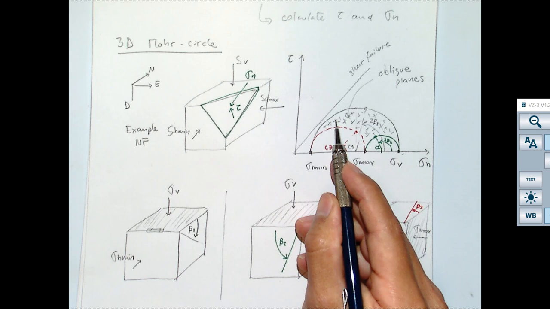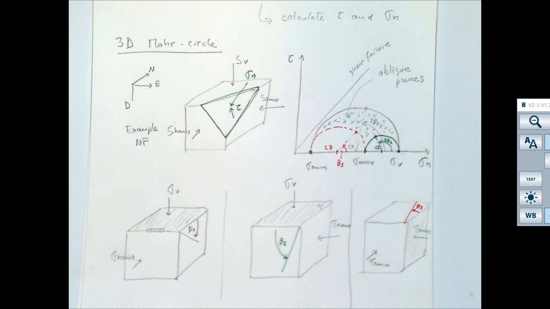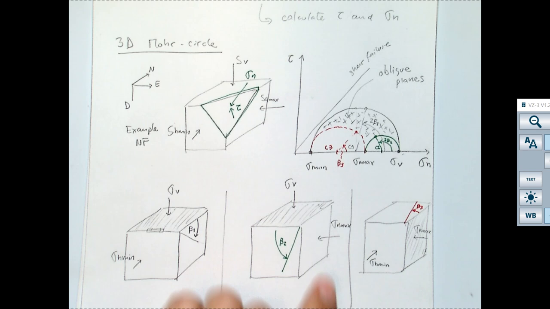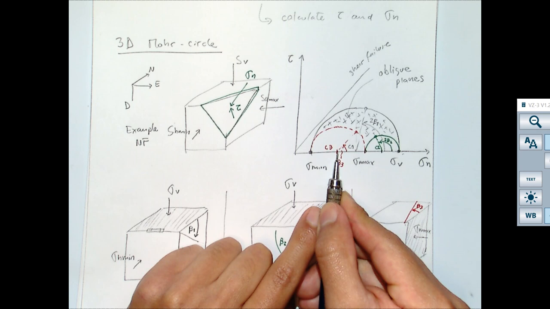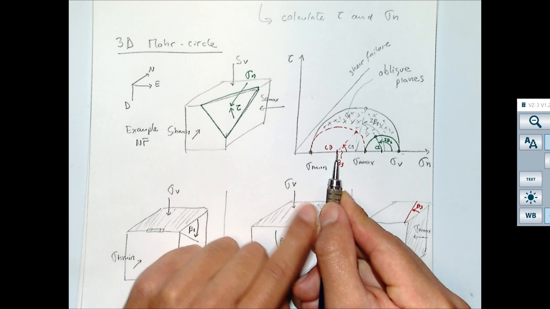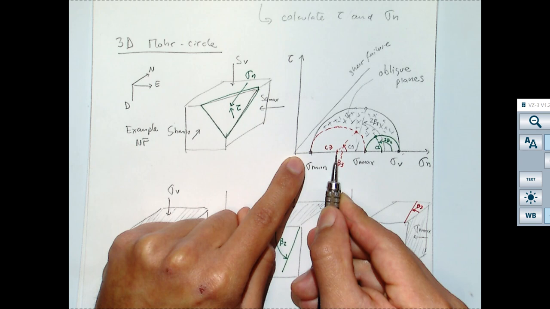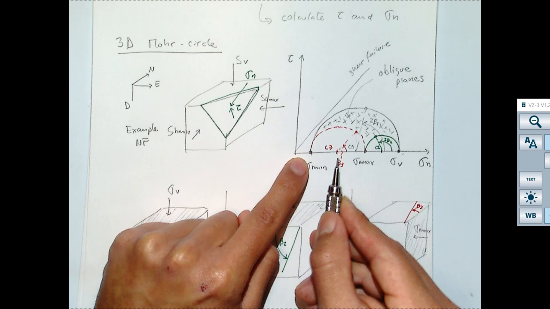Yes? Can you explain why you can't have points inside one of those small circles? Here? Yeah. You cannot have them here because, let's say for example that I have a point over here. If there is a point over here, that means that I have some normal stress, but I have zero shear stress. But that's only possible when this is a principal stress. But I already have three principal stresses. I cannot have four principal stresses. So that's why you cannot have any point in there.